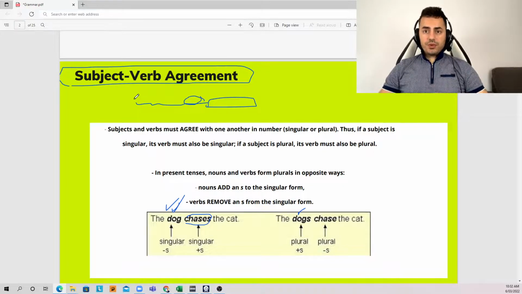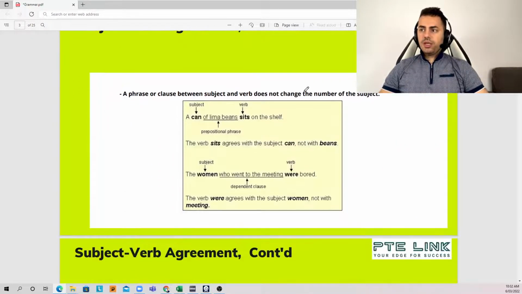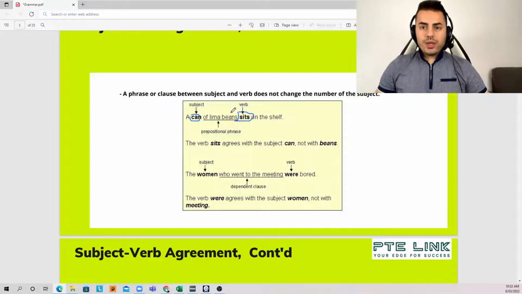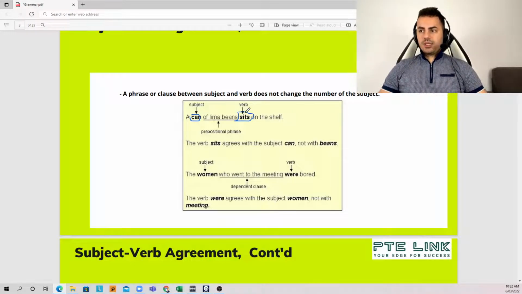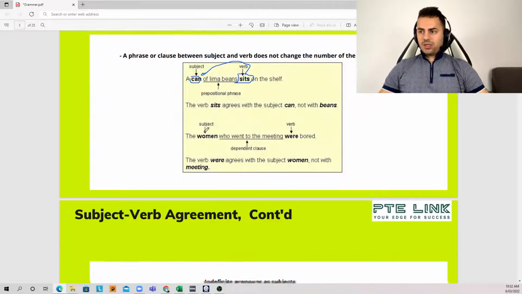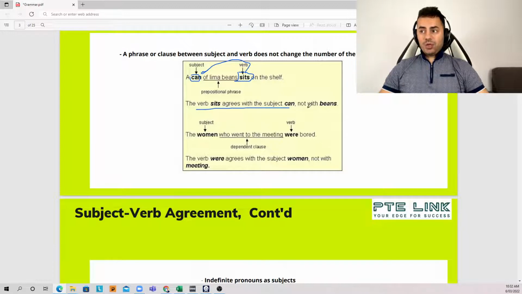However, even for this rule, there are some sub-rules or mini rules that you have to be aware of, still within the subject-verb agreement. For example, it's written here, a phrase or a clause between subject and verb does not change the number of the subject. What does it mean? Take a look. A can of lima beans sits on the shelf. As you see, the verb comes with S, which means my subject is can, which is singular. Don't be bothered by this phrase in the middle, of lima beans. This doesn't make you put a verb without S, sit. It's wrong. So this verb sits belongs to the subject can. And that's what I meant by a phrase or a clause between subject and verb doesn't change the number of the subject. So the verb sits agrees with the subject can, not with beans.